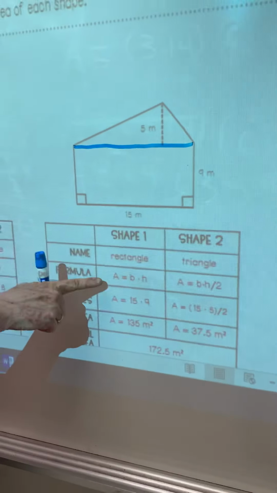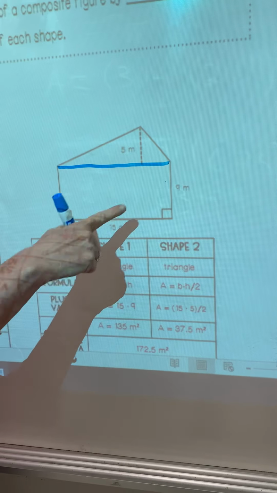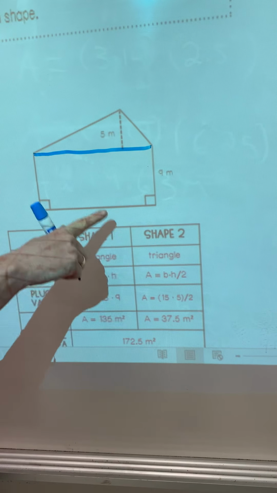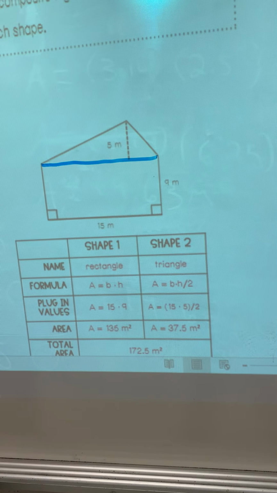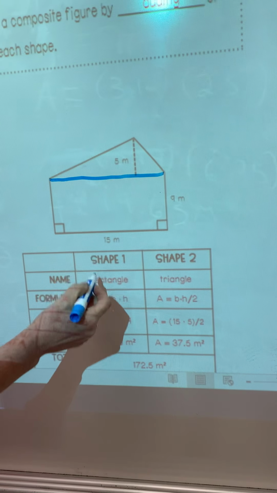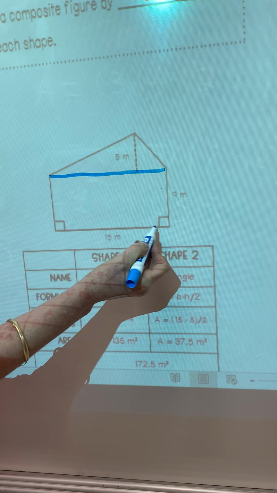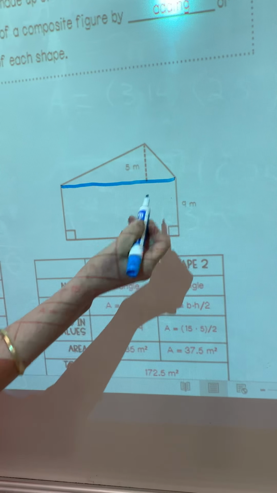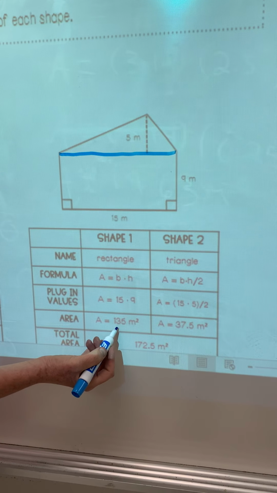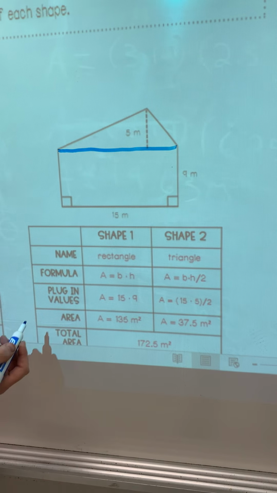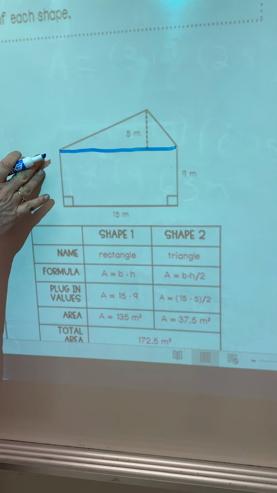So the formula for a rectangle is base times height, whereas the formula for my triangle is base times height divided by 2. Now I plug in the number values. So for my rectangle, I see the base is 15 and I see that the height is 9. So I'm going to write 15 times 9. I then multiply them together and I know that the area of my rectangle is 135 meters squared.